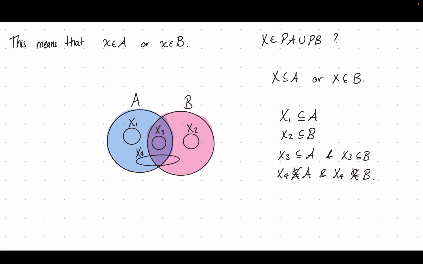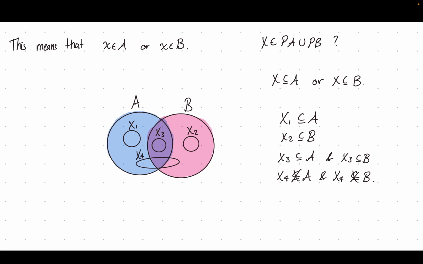So what this tells us is that for some X to be in the power set of A union B, for that to be a subset of A or a subset of B, then we need to find out a way to get rid of this case right here, where X is not a subset of A and X is not a subset of B.